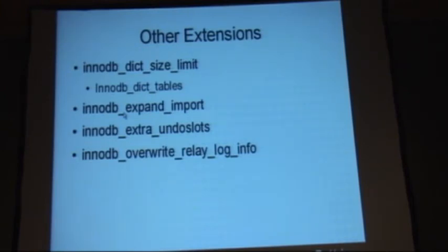Extra undo slots, there's a specific warning. If you run into the warning that says cannot find a free slot for an undo log, then you will need to increase this. The default actually is 1024 undo slots. You can increase up to 4072 undo slots. The default actually is false, which means 1024 undo slots. It means don't increase it.